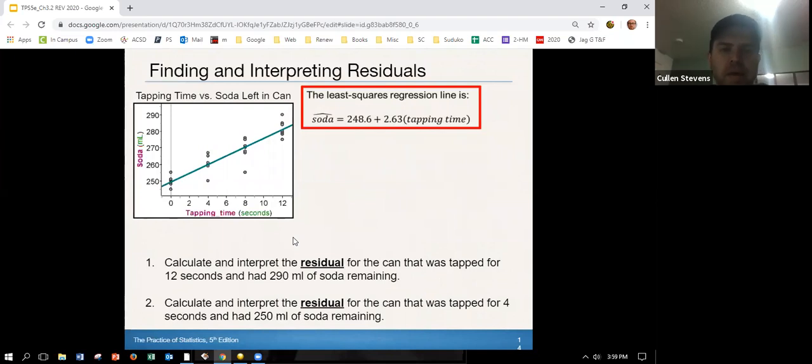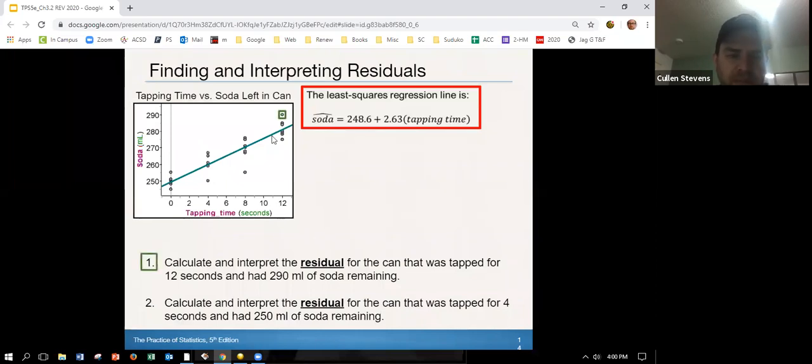So let's find and interpret our residuals here. Here is our least squares regression line again. The predicted amount of soda is equal to 2.48 plus 2.63 times tapping time. And remember that that is our slope, 2.63, change in y over change in x, 2.63 over 1. So on average, we would predict that for every 1 unit of x, for every 1 second, it would go up on average 2.63 milliliters of soda. So let's calculate and interpret the residual for a can that was tapped for 12 seconds and had 290 milliliters of soda remaining.